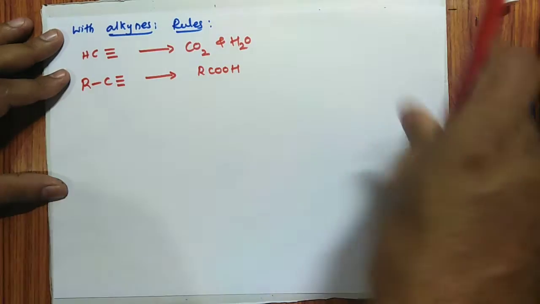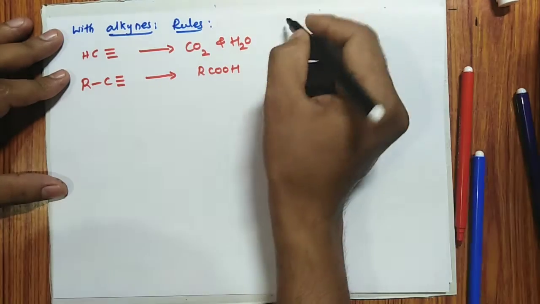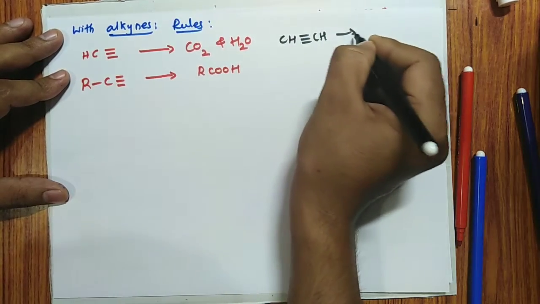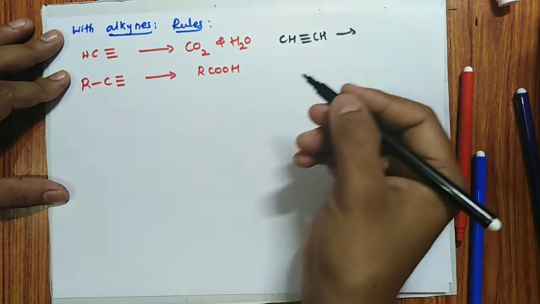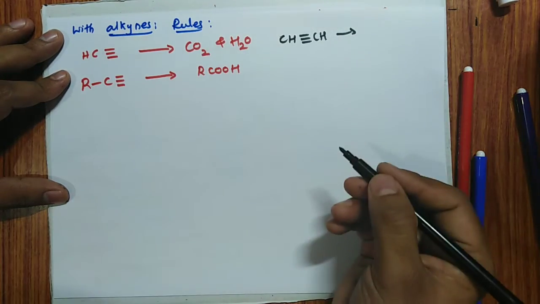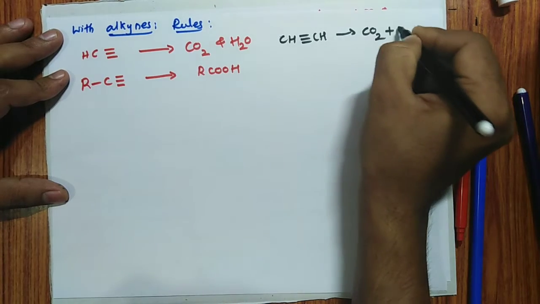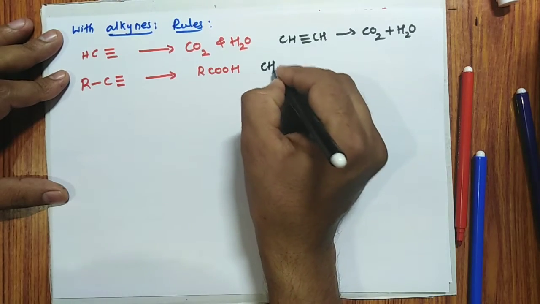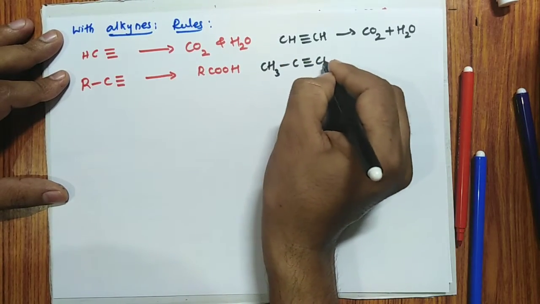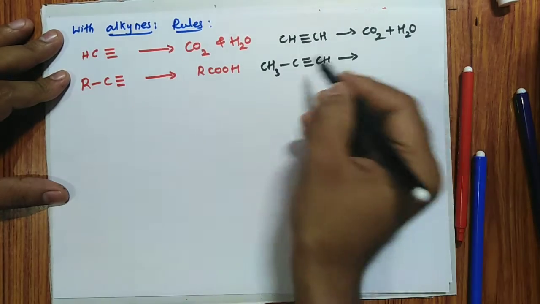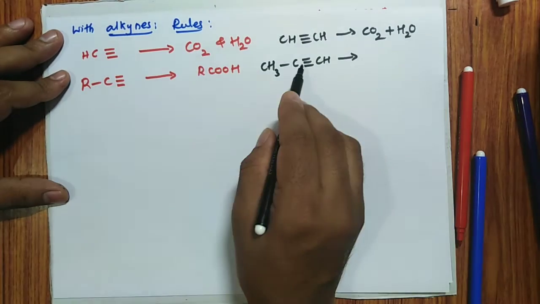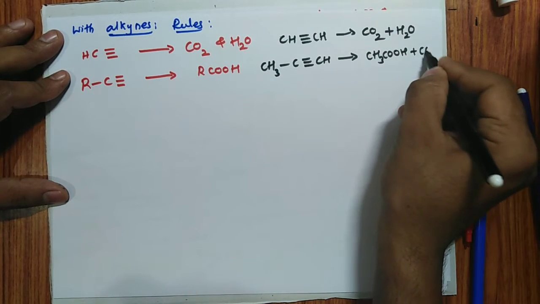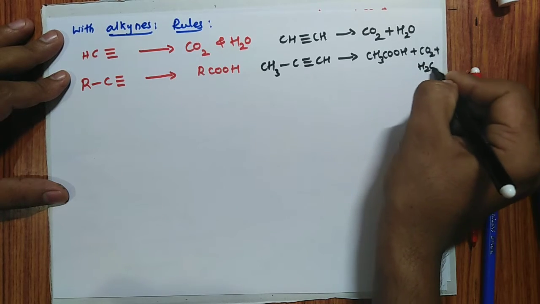Remember that. For example, if it is CH triple bond CH, what is the product obtained by using acidic KMnO4 or hot KMnO4 or acidic potassium dichromate? The product formed is CO2 plus H2O, 2 moles you are going to get, definitely. Then, if it is CH3C triple bond CH, this CH means CO2 and H2O, and the other part gives CH3COOH. Hence, the product formed is CH3COOH plus CO2 plus H2O.